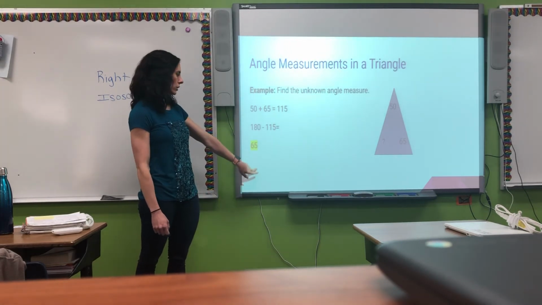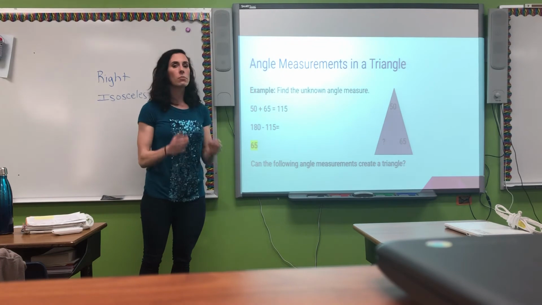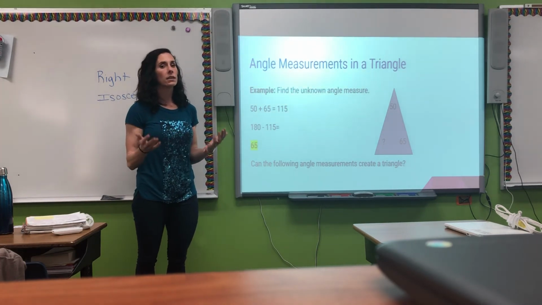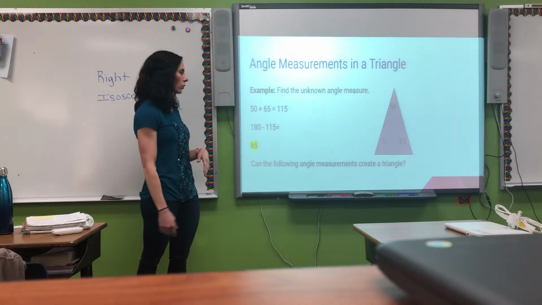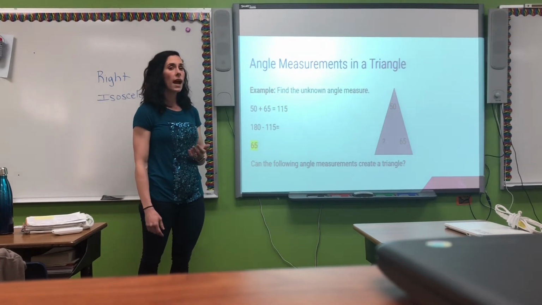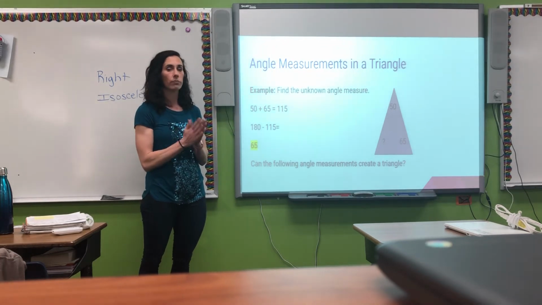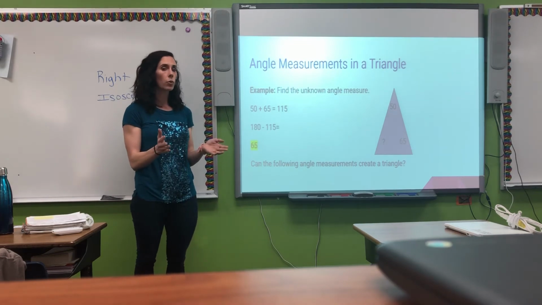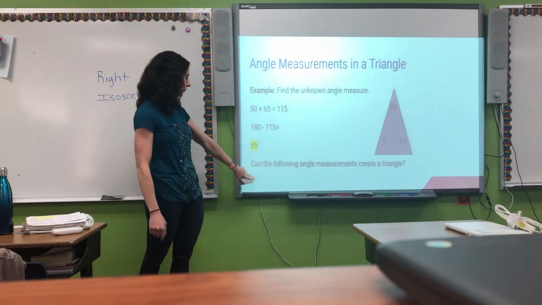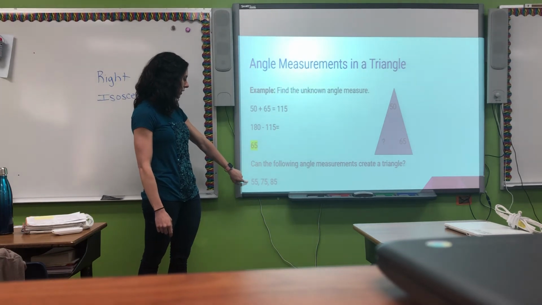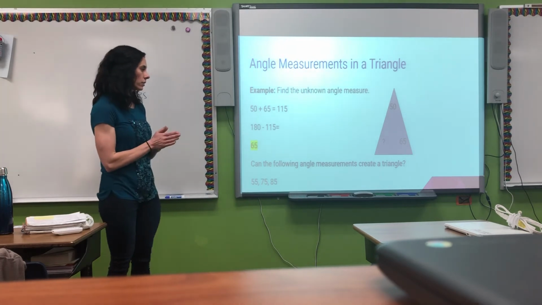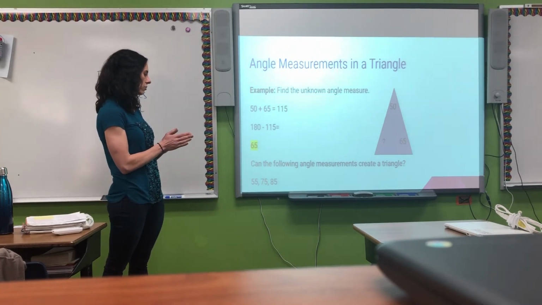Then the other thing you're going to be asked is you're going to be given three angle measurements, and you'll be asked, can these be the angle measurements for a triangle? Well, we're going to find out by simply adding all three together. If they equal 180 degrees, yes. If they don't equal 180 degrees, then no. Okay? So can 55, 75, and 85 be the measurements in a triangle? Could you put those three together and create a triangle?